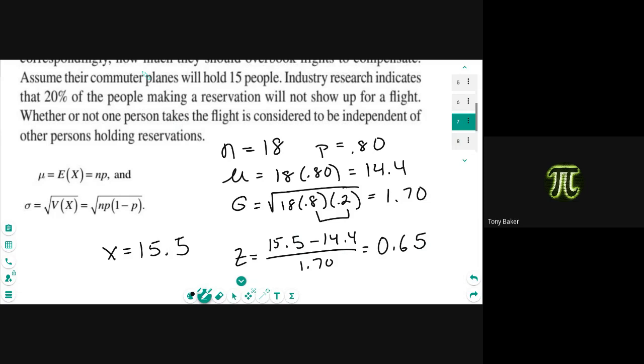So my z-score should have been 0.6. Yeah, 0.647. And remember, my z-scores I always round to two decimal places. So 0.65.